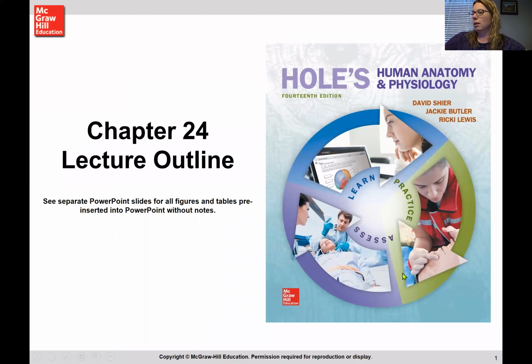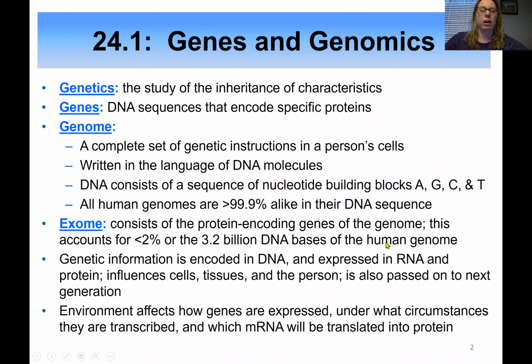Chapter 24, the last chapter of the semester, is going to be on genetics and inheritance and some diseases and so forth. We start out here with a couple of definitions. Genetics is defined as the study of inherited characteristics, or the process of inheriting different characteristics, okay?